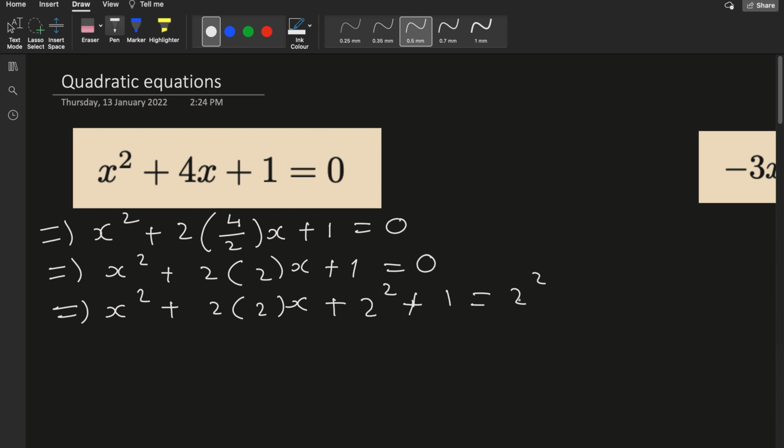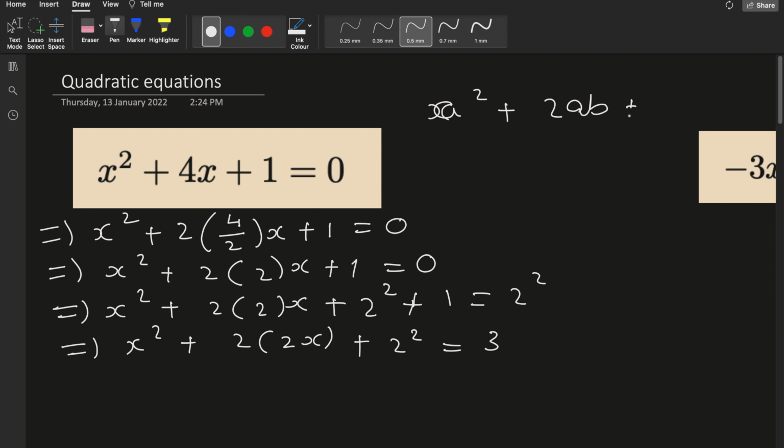And then we'll have to transpose this to this side. This is x squared plus 2 into 2x plus 2 squared equals 3, since 4 minus 1 is 3. You might notice that it's in the form of a squared plus 2ab plus b squared, which equals a plus b whole squared. So this is what we're essentially trying to do. We can write this as x plus 2 whole squared equals 3.